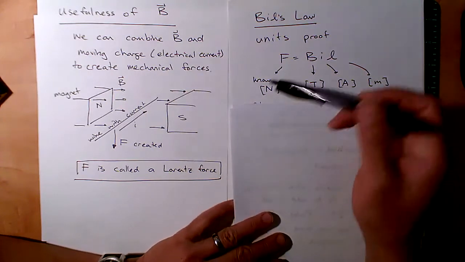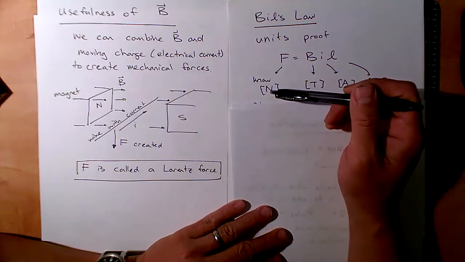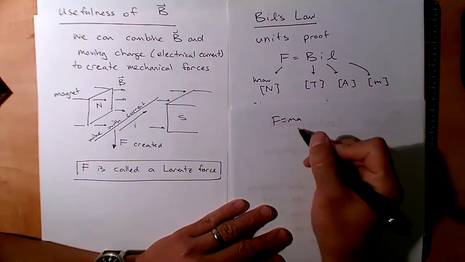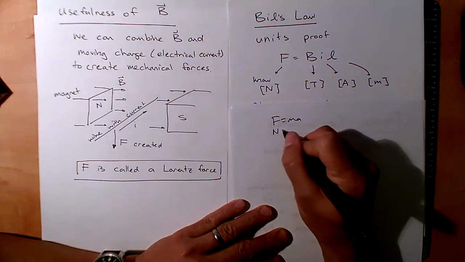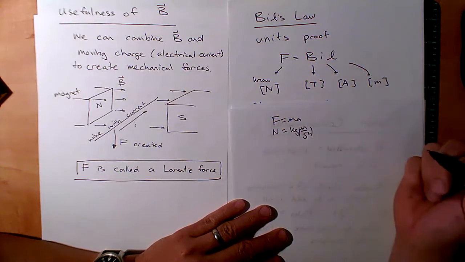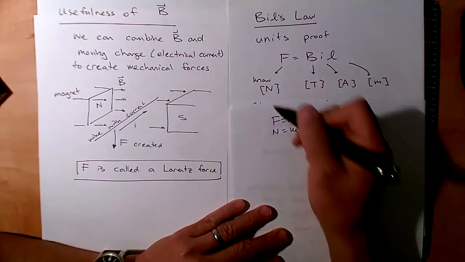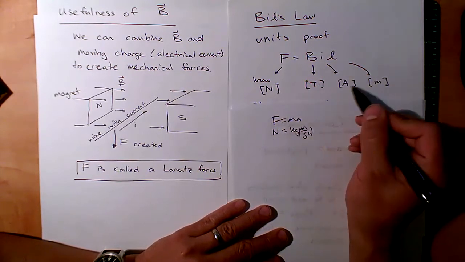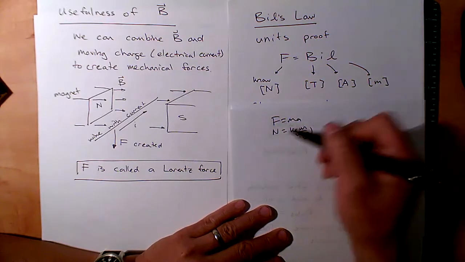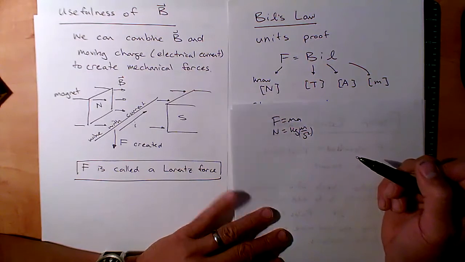And so a newton is a kilogram meter per second squared. Why? Because F equals MA, right? We know this is true from dynamics. So we know a newton is a kilogram meter per second squared. This is acceleration, kilogram. So that's one check. Does a Tesla amp meter equal a kilogram meter per second squared? If that's true, then it must also equal newton, all right?